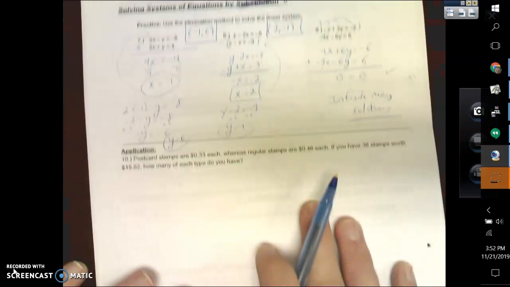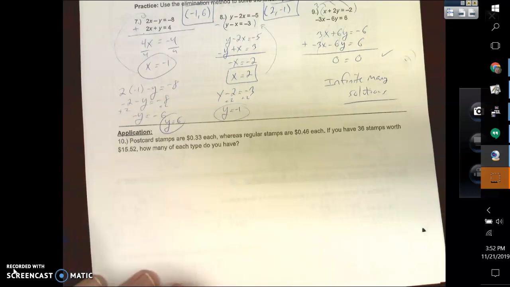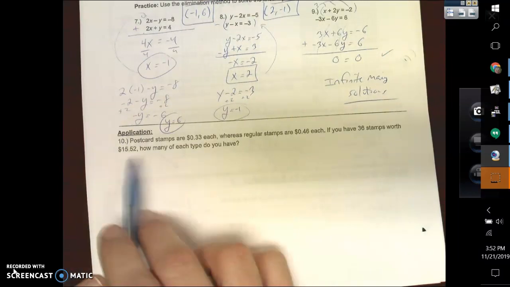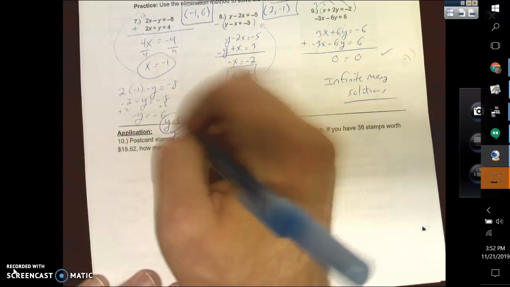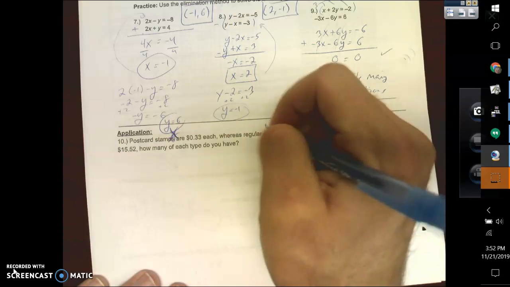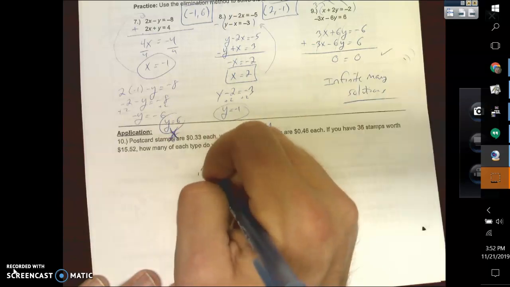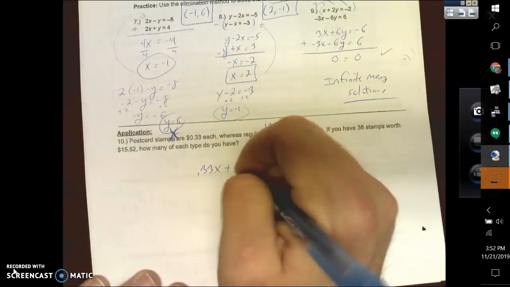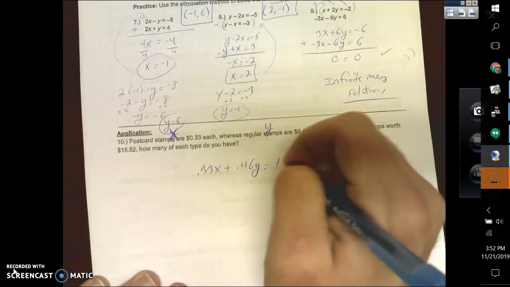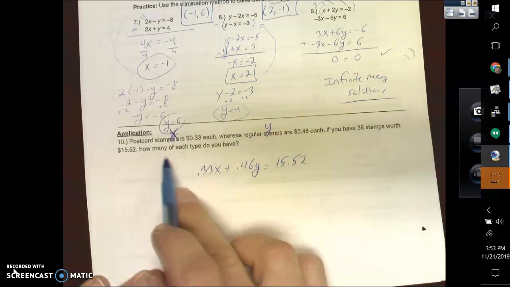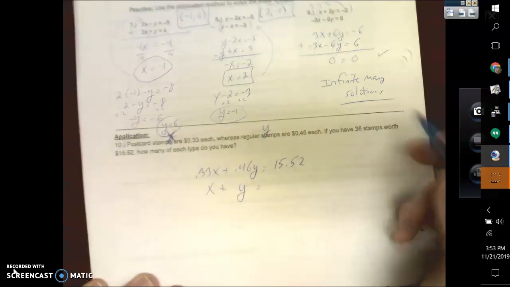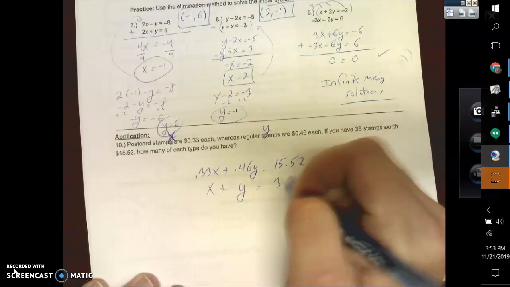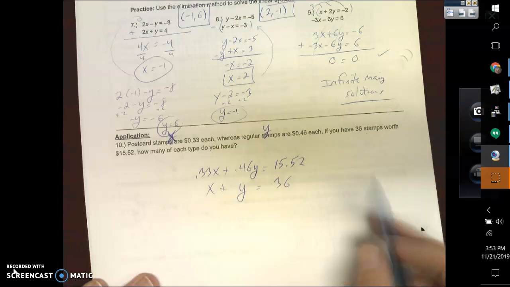Postcard stamps are 33 cents each, whereas regular stamps are 46 cents each. If they have 36 stamps worth $15.52, how many stamps of each type would you like? I'm going to call postcards x. I'm going to call regular y. 0.33x plus 0.46y equals 15.52. The other thing is always x plus y equals how many total stamps we have: 36.